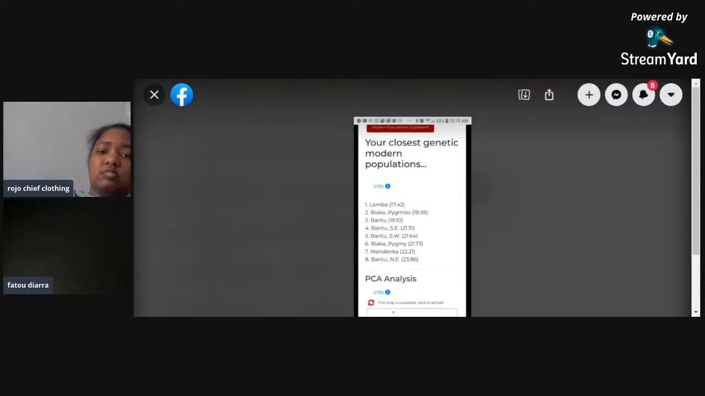When I said that they did not categorize our DNA as being a unique DNA that is similar to Africans but not the same, this is an example of what I'm talking about. This is my mom's DNA. My mother is from North Carolina. Both of her parents are from North Carolina. These are her closest genetic modern populations. Notice what's at number one.